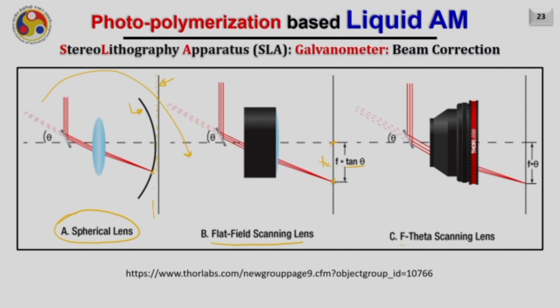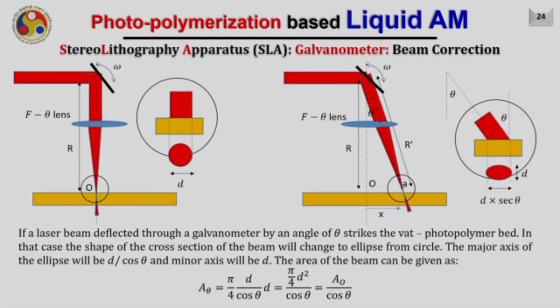Then we have also discussed the f theta lens, where the focal point is a function of f into theta, and hence the velocity of the laser beam spot is directly proportional to the angular velocity of the galvanometer. Hence this type of lens is usually preferred in 3D printing as well. Any additive manufacturing system which uses a galvanometer normally uses an f theta lens. But using the f theta lens alone is not solving all the issues associated with the galvanometers. Other types of issues are further discussed here.